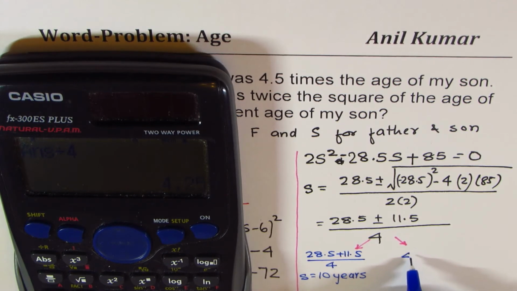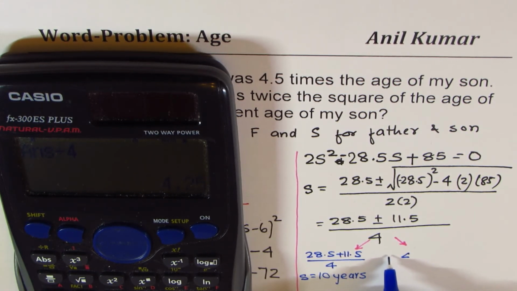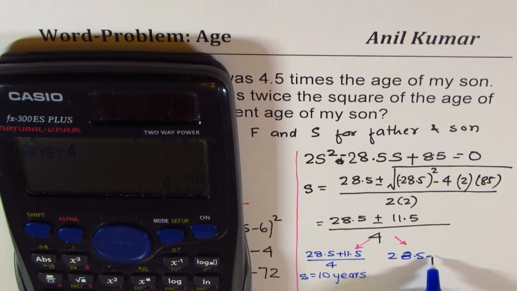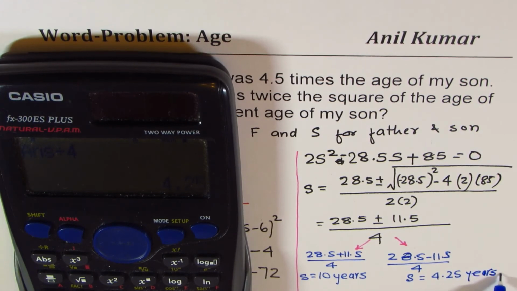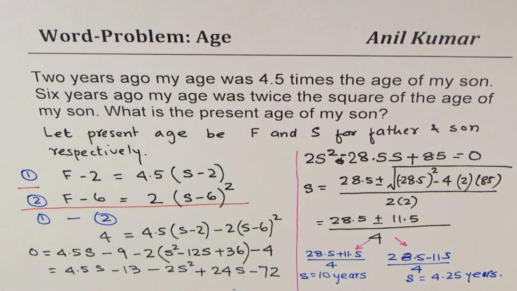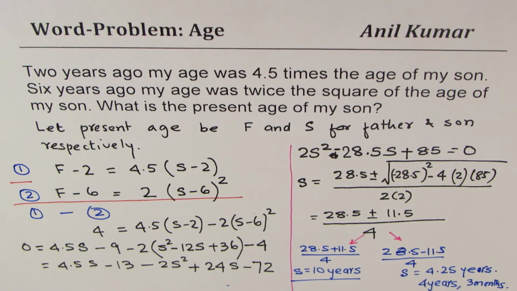So let me write down what we did. 28.5 take away 11.5 over 4, and then we got the s value as 4.25 years. Is it okay? So I have these two answers. What do you think? Are both of them valid answers? That's a big question to answer.